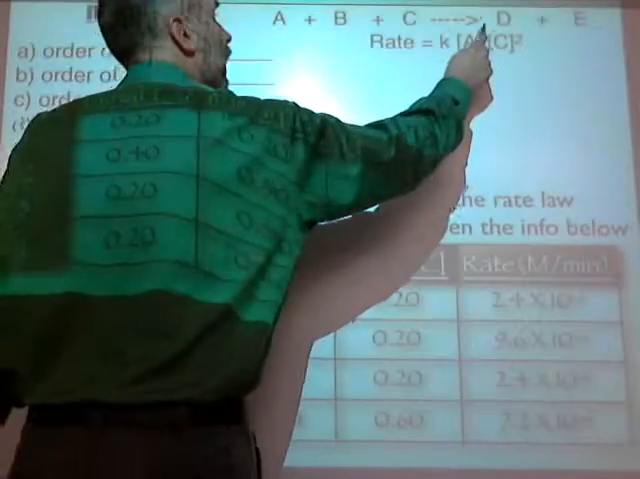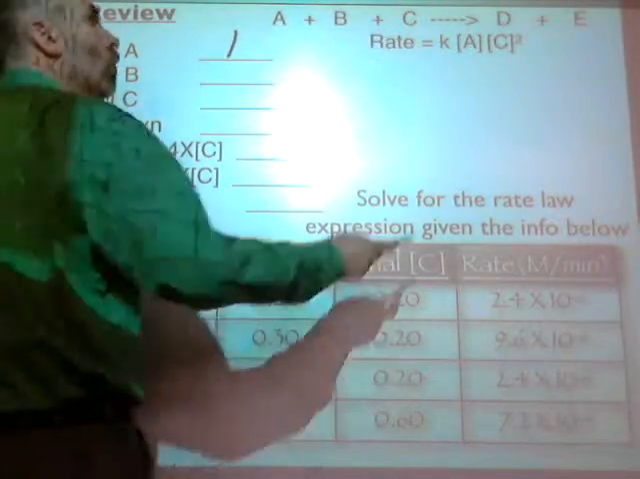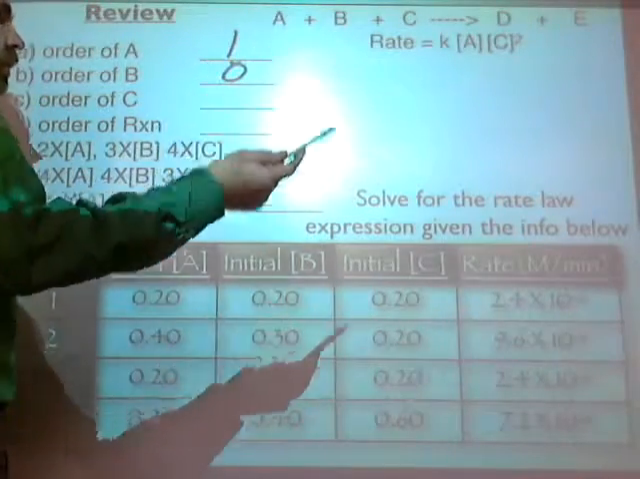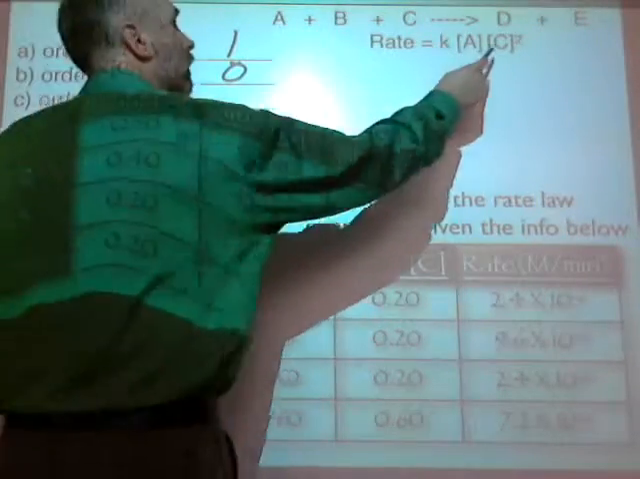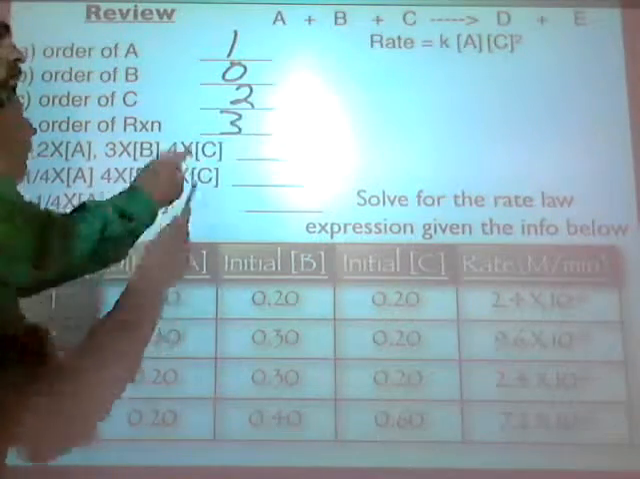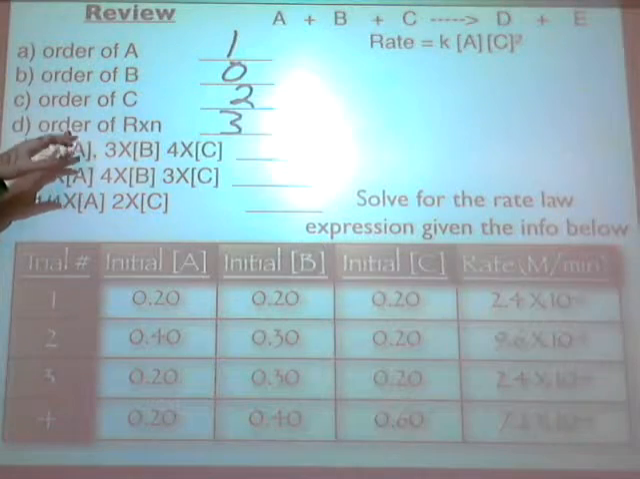He's first order because A has a 1 here. So he's first order. Order of B, what's B? Well, he's not in the rate law expression, so he must be 0 order. If he were in there, he would be raised to the 0 power. And C is second order. Now, that makes the order of the reaction third order. Everybody agree? Because you have to add up the exponents. Got that? All right. Now, what would happen?